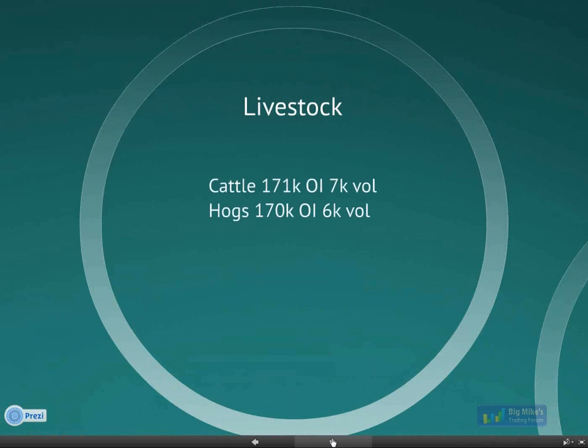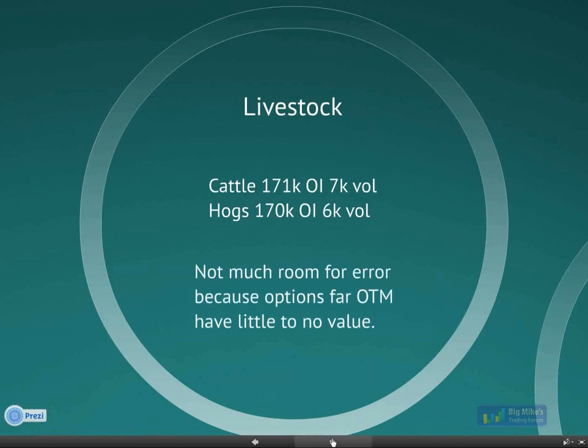The livestock. Cattle and hogs are about 170,000 open interest each. 7,000 volume on cattle, 6,000 on hogs, and that varies per day. But on the livestock options, you can't really get very far out of the money when you're selling those options because they just don't trade. So it's a little bit riskier because you're going to be trading closer to the money, and you can get hit a little easier there. But certain times there are some good stuff there, and you can make some good money on this.